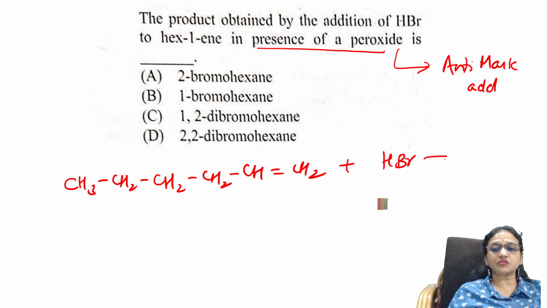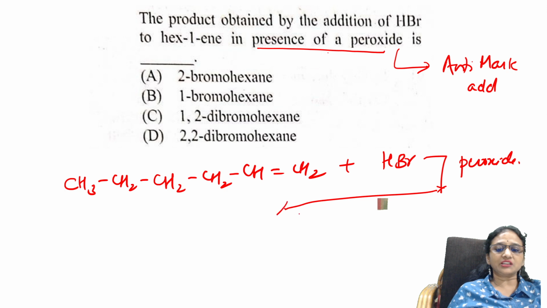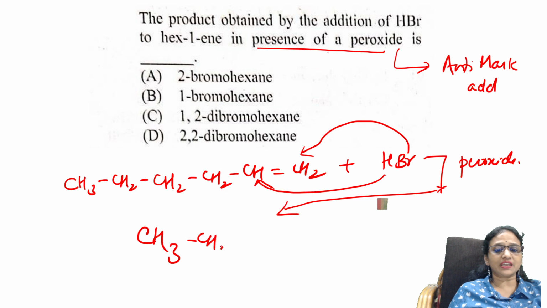You're adding which one? HBr, in the presence of what? You're taking peroxide to this. Okay, so benzoyl peroxide. So it is anti-Markovnikov addition. So let me write the product here, because maybe I may cover the particular content. So the negative addendum goes to the carbon having more number of hydrogens. So this is what I get.